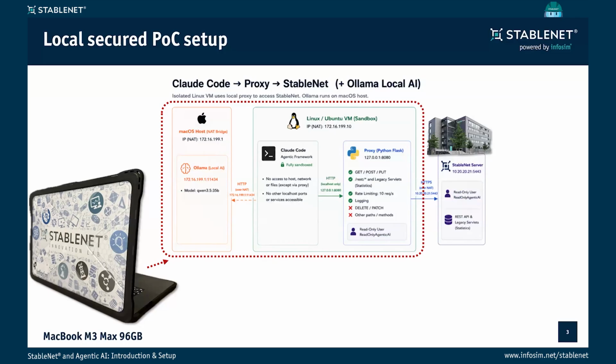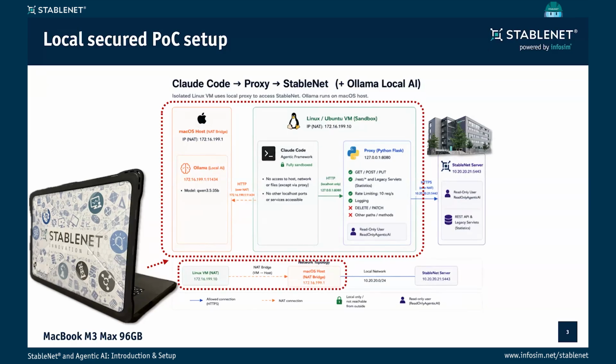In addition, I have a read-only user that in my case is called read-only Agentic AI. It's hard-coded in my proxy, so this is the only username I support at this point. This is intended to not give Claude any possibility to try accessing the server with any other user. The network details I will skip for the sake of time, but basically, as I said, it's all running on my macOS with a bridge to the Linux VM and then going to the server in the local network.